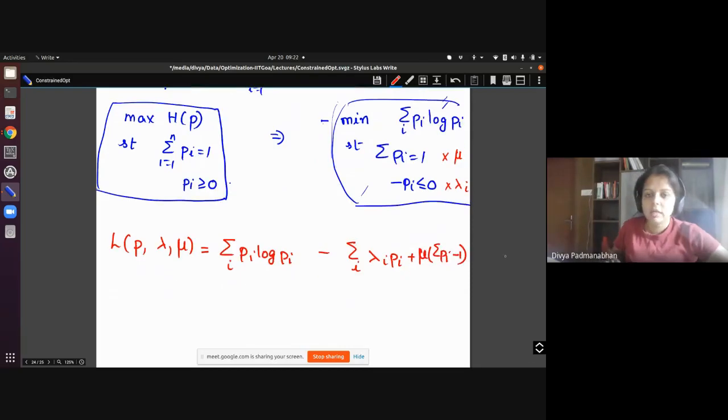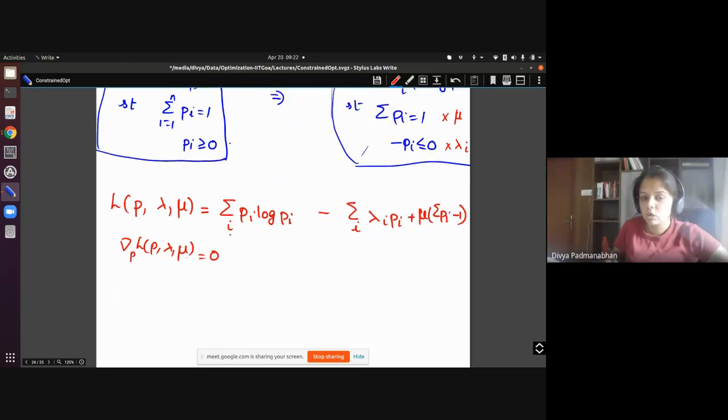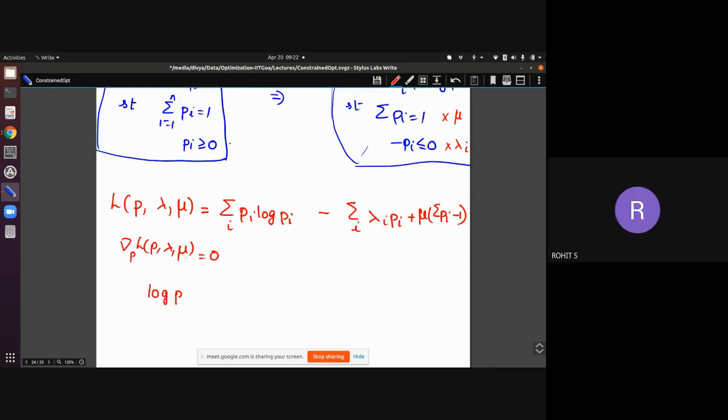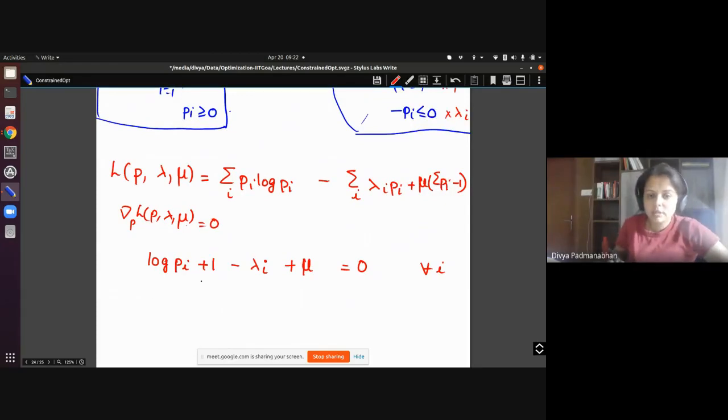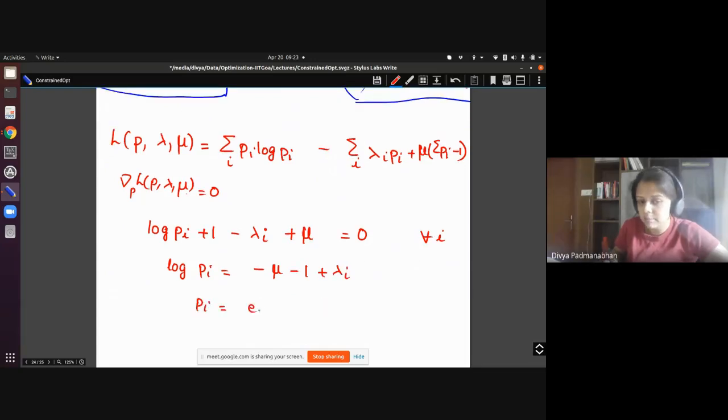Okay, so now the first thing is the gradient of the Lagrangian with respect to p is 0. Let's take it with respect to each pi. So what would the gradient be? The first term will give you log pi plus 1, minus lambda i, plus mu, and this is equal to 0 for all i. So then log pi is just minus mu minus 1 plus lambda i. So pi is e to the power lambda i minus mu minus 1.